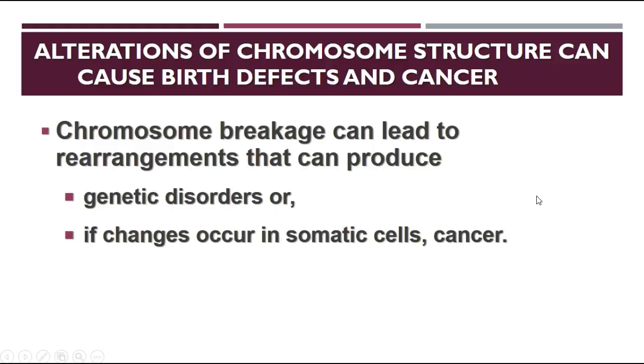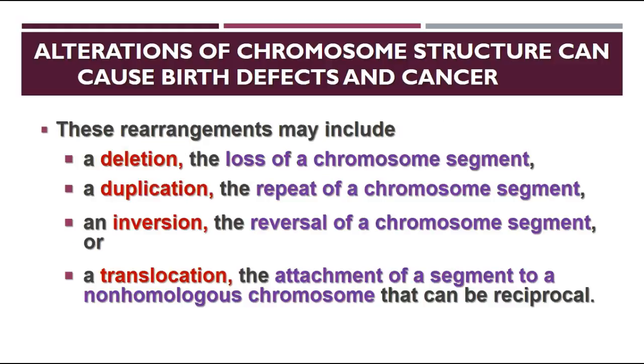You can also have the alteration of chromosome structure by just things that break off and don't attach normally. So this can lead to genetic disorders or some kinds of cancer that can result because of this. These can be either a deletion, which is losing a chromosome segment, or a duplication, which is the repeating of a chromosome segment, or an inversion where one part breaks off and reattaches backwards, or a translocation, which is the attachment of part of one chromosome to a different non-homologous chromosome.